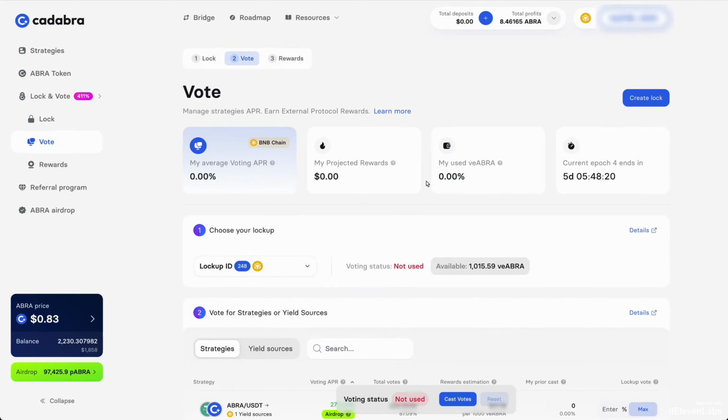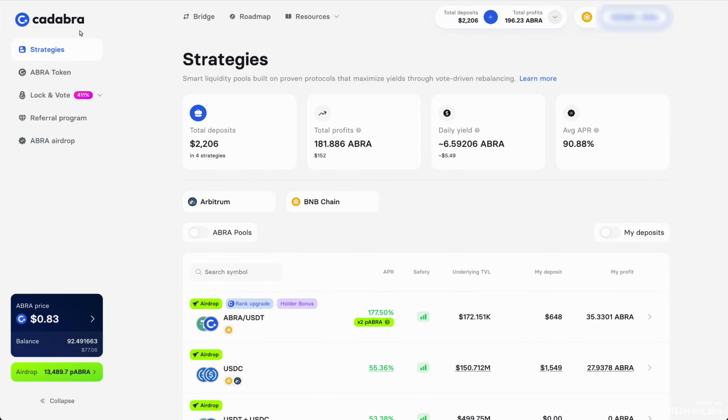I want to talk about how to vote on the Cadabra Finance protocol and how to receive rewards through this voting. Perhaps it's worth saying a few words about why there is an opportunity to receive rewards for voting. And for this, you need to understand how Cadabra works. Cadabra is a yield aggregator.